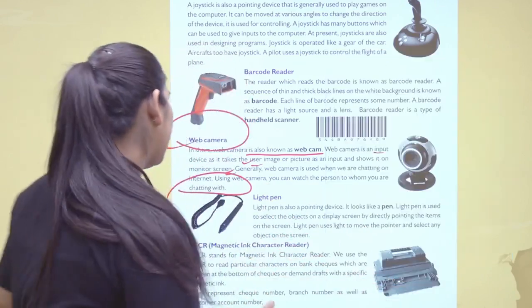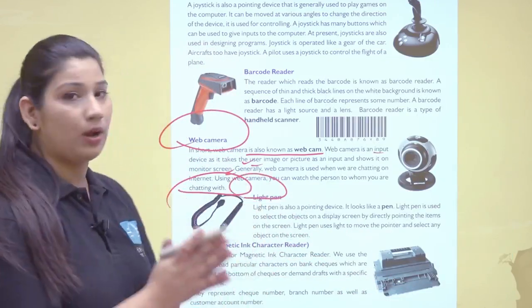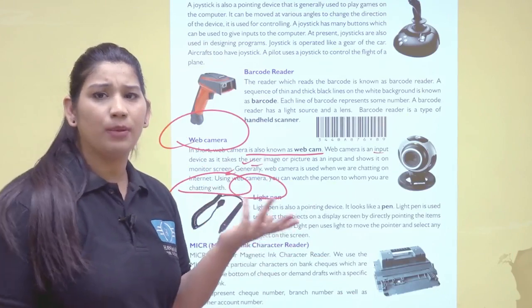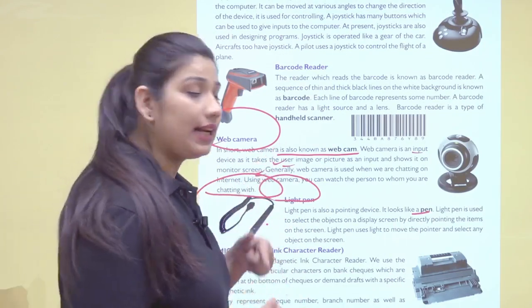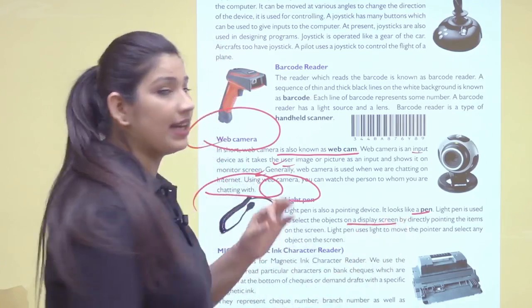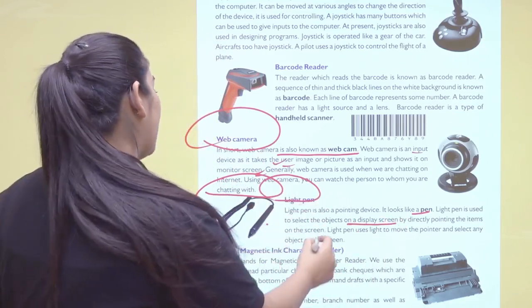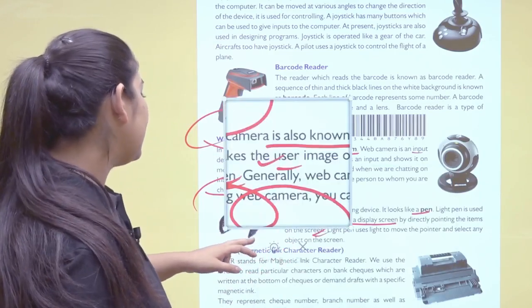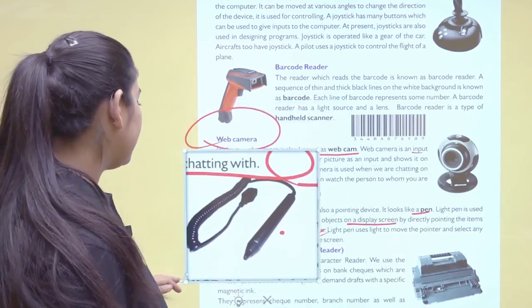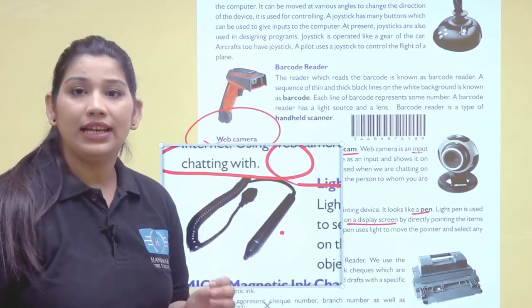Next comes the light pen. A light pen is also a pointing device. It looks like a pen, that is why it is called a light pen. A light pen is used to select objects on the display by directly pointing towards the items on the screen. A light pen uses light to move the pointer and select any object on the screen. This is the image of a light pen.